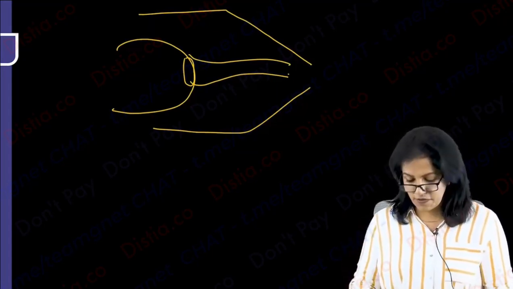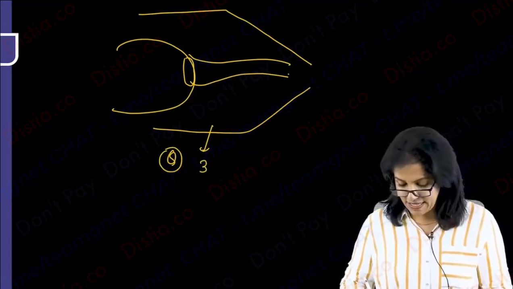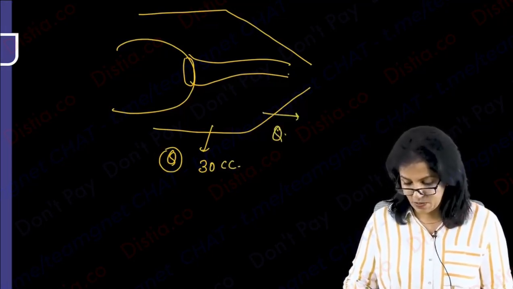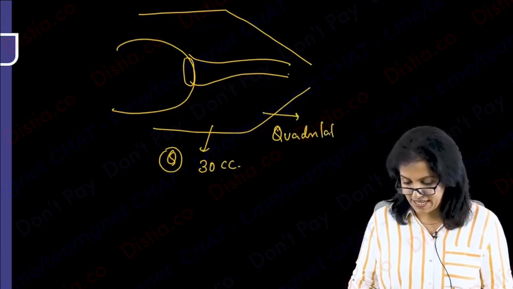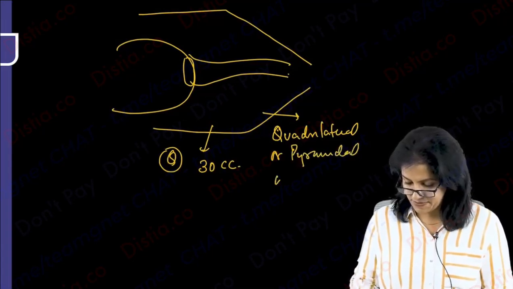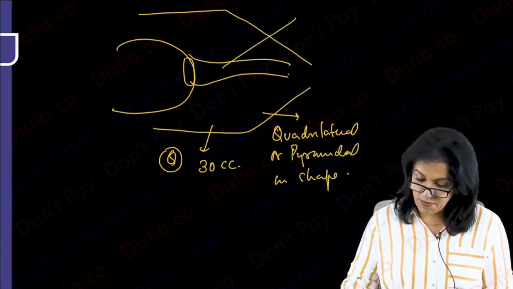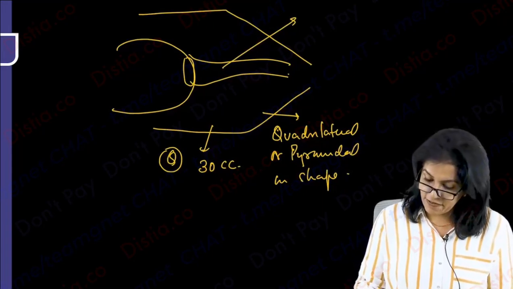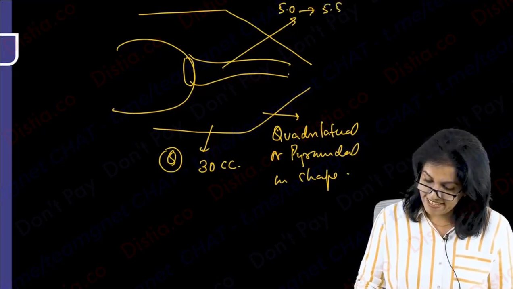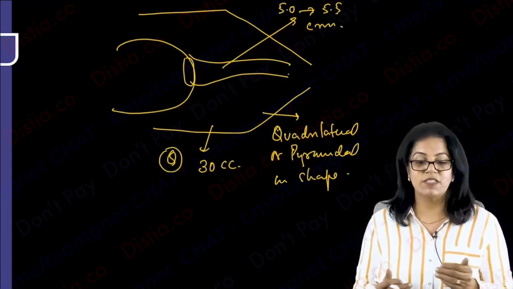Few questions out here, all of you. Make a cue. What is the capacity of the orbit? We will answer capacity is 30 cc. What is the shape of orbit? It is quadrilateral or pyramidal in shape. Okay? And what is the length of optic nerve? Length of optic nerve, we answer it is 5 to 5.5 centimeters. Okay? So we learn the length of optic nerve.